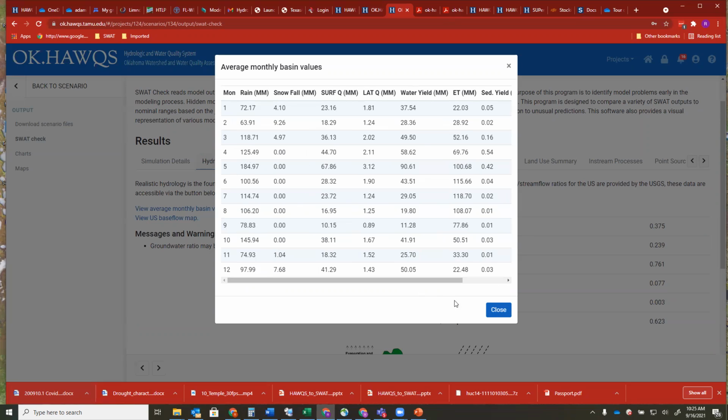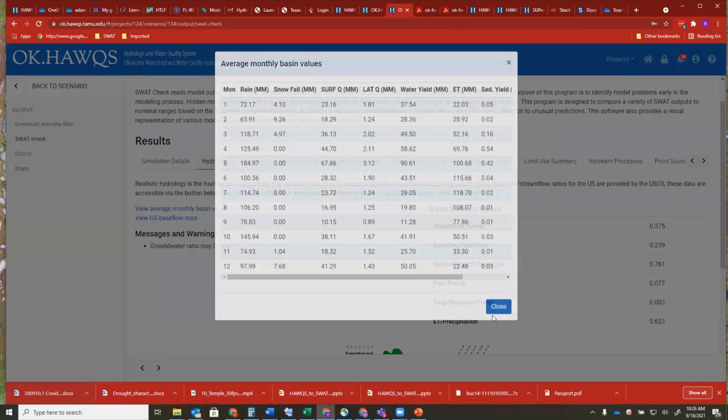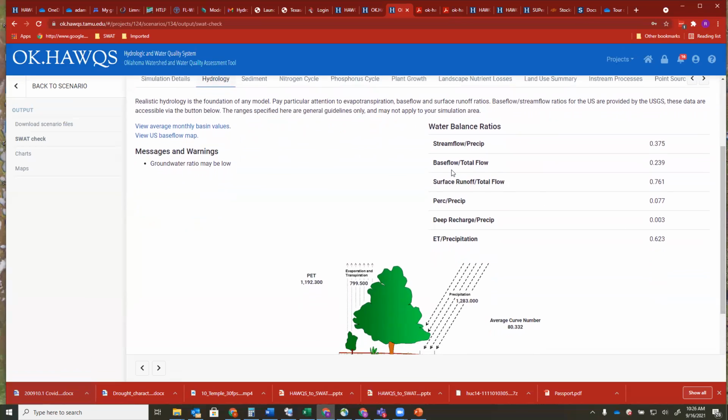And anytime you see a table like this, you can simply grab it, copy and paste in Excel. Everything will fall in place. You don't have to format the data. Okay, they are all already formatted, ready to go for Excel. By the way, this shows you what the base flow is, right? The base flow is around 24% here actually.